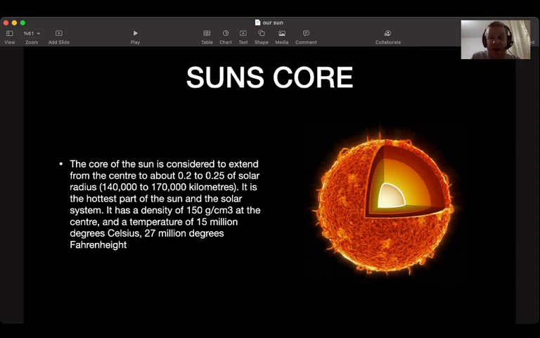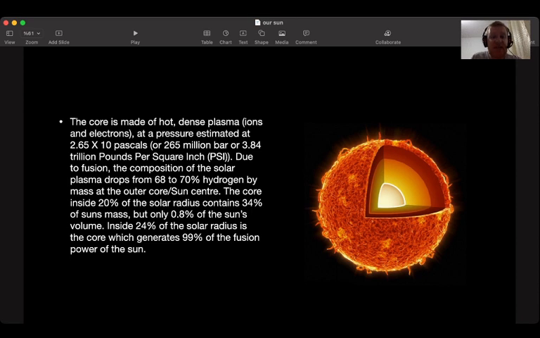So yeah, 15 million degrees, guys, in the core of the sun. The core is made of hot, dense plasma, ions and electrons, at a pressure estimated at 2.65 times 10 to the power of 16 pascals, or 265 million bars, or 3.84 trillion pounds per square inch. So it has a lot of pressure inside, guys.